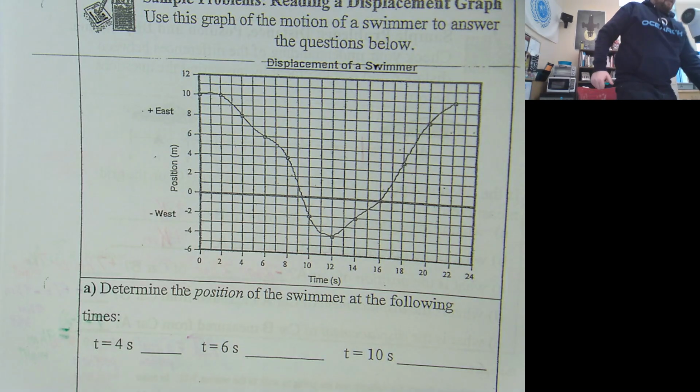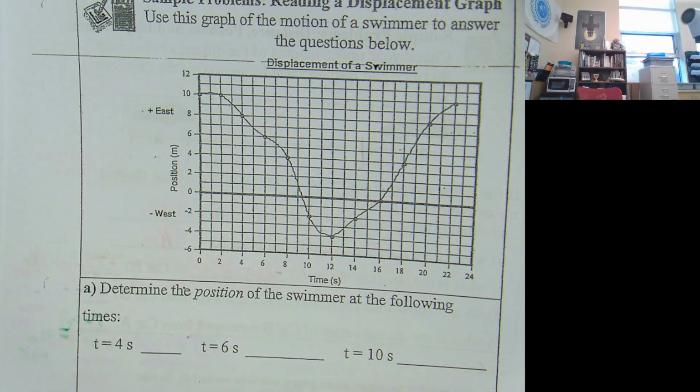So if I'm going to demonstrate what this graph would look like, let's call this chair 0. And our swimmer starts where? What is the initial position of our swimmer on the graph? 10 to the right. 10? Well, that's not to the right. It's 10 east. Well, east is this way, but that's north. So here I am 10 meters to the east. As time progresses, what does the swimmer do? Starts moving west.